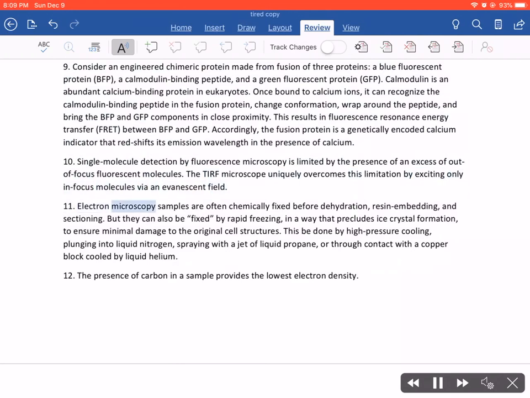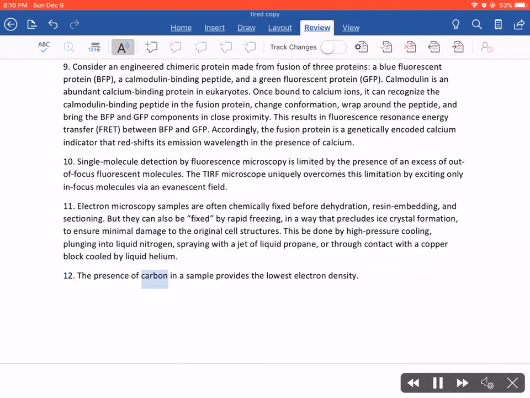11. Electron microscopy samples are often chemically fixed before dehydration, resin embedding, and sectioning, but they can also be fixed by rapid freezing, in a way that precludes ice crystal formation, to ensure minimal damage to the original cell structures. This can be done by high-pressure cooling, plunging into liquid nitrogen, spraying with a jet of liquid propane, or through contact with a copper block cooled by liquid helium.